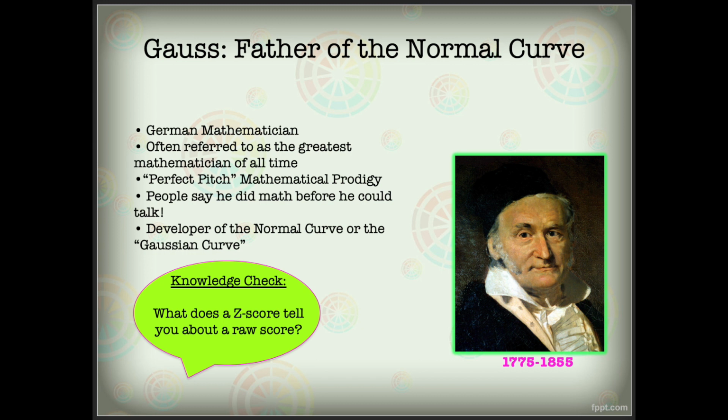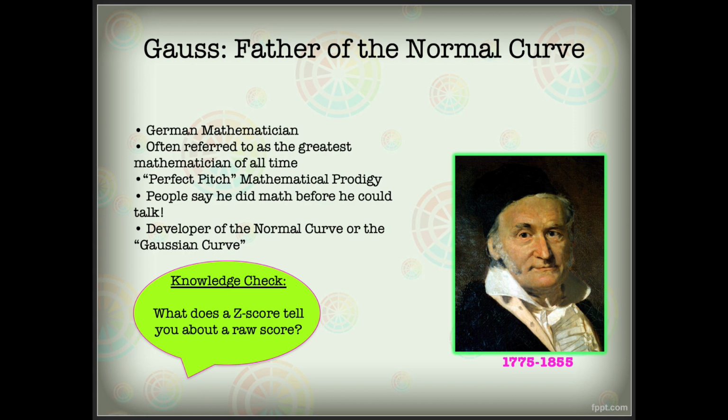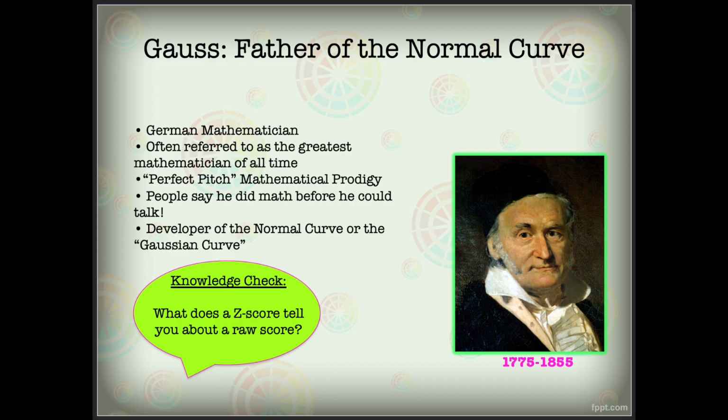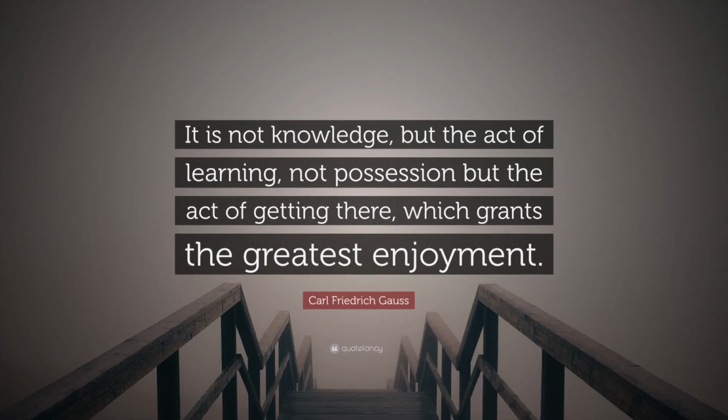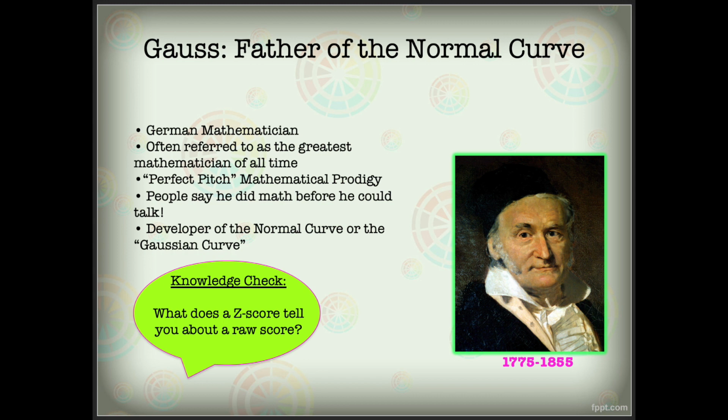Specifically today we're going to have a little history lesson. This is Carl Gauss, and he is the father of the normal curve, or as he liked to call it, the Gaussian curve. He's a German mathematician, and he's often referred to as the greatest mathematician of all time. Some people say that he was just born with perfect pitch in terms of math, so he's considered by many as a mathematical prodigy at a very young age. And people say he did math before he could talk.